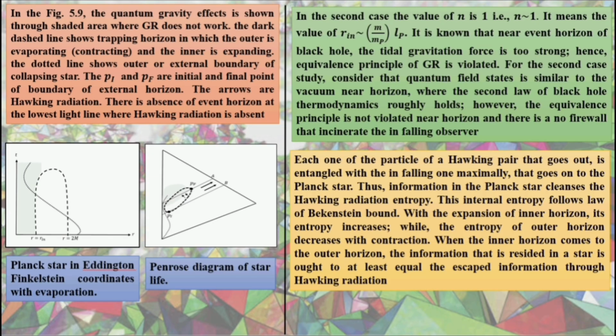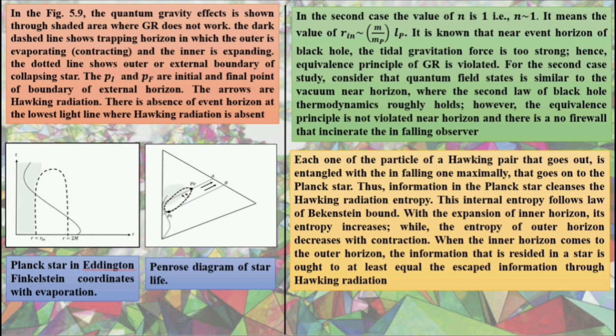I'm talking about the second image, and there is an absence of event horizon at the lowest light line where Hawking radiation is absent. The left side of the image shows the Planck star in Eddington-Finkelstein coordinates with evaporation, while the second image I have described shows the Penrose diagram of the Planck star.